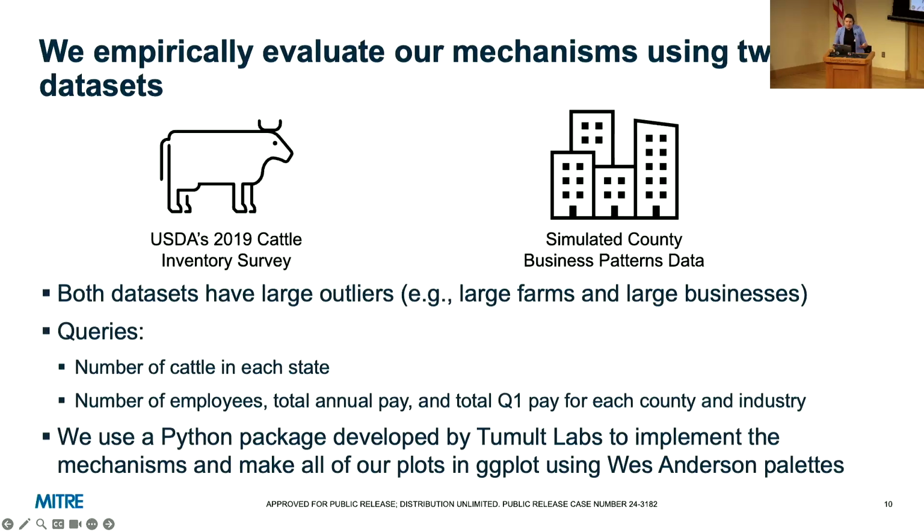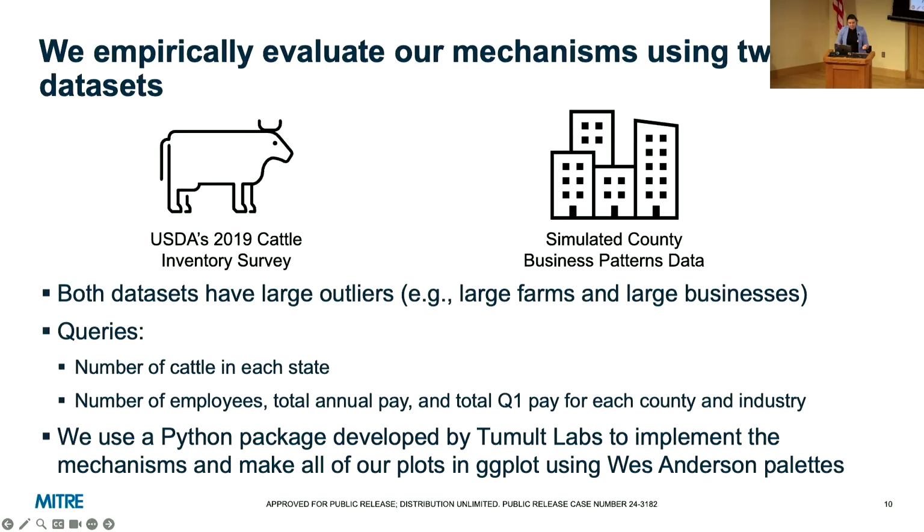So to better understand how our mechanisms perform on a real data set, we empirically evaluate our mechanisms using 2 different data sets that both have properties that mimic what we would expect from a data set that has large outliers, and therefore a data set that's good for our mechanisms to be used on. For one of the data sets, we use the USDA's 2019 cattle inventory survey. This is a data set that is publicly available, which is great. And then we also use simulated county business patterns data from the Census Bureau. This is unfortunately not publicly available.